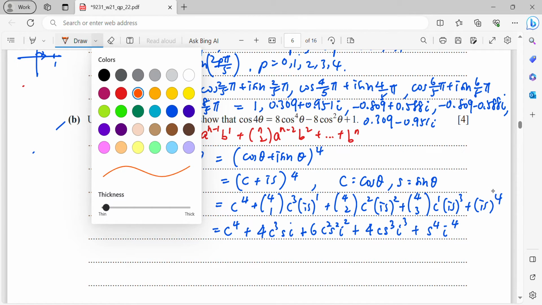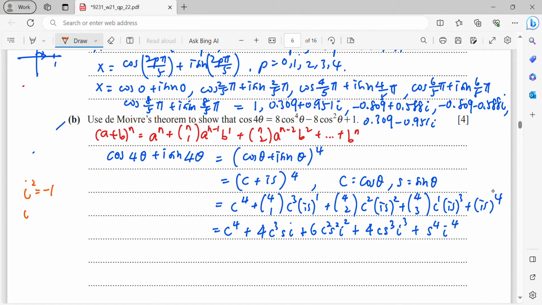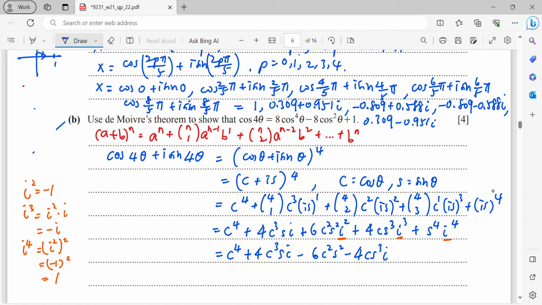Now to simplify the i, we know that i squared is minus 1. So i cubed is i squared times i, which means it is minus 1 times i, so minus i. And same goes to i to the power 4, it will be i squared squared, square of minus 1, then you'll be getting 1. Okay, so I will change this to minus 1, this is minus i, and this is positive 1. Then here you will be getting c to the 4 plus 4c cubed s i minus 6c squared s squared minus 4c s cubed i, then plus s to the power 4.